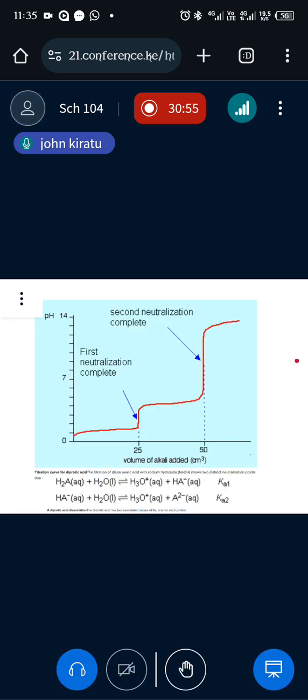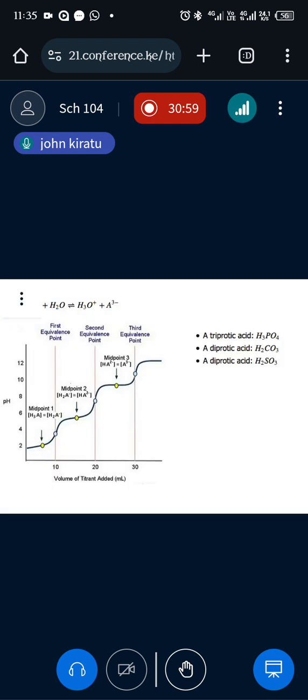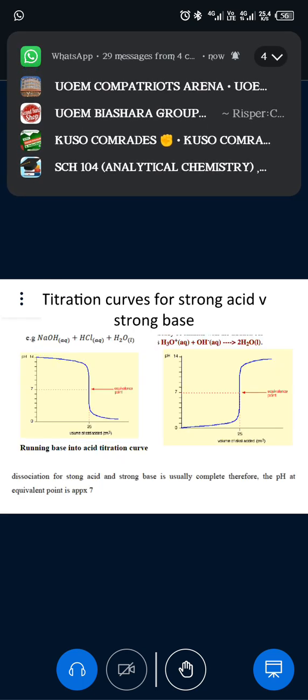Okay, fine. Now, I hope that is clear on the shapes. Let's start on this now. This is what I was talking about. If it has different H's, so if it's triprotic, diprotic, or something of the sort, that's what dictates the shape, the number of equivalence points we have. That one, I think we have brought it up.